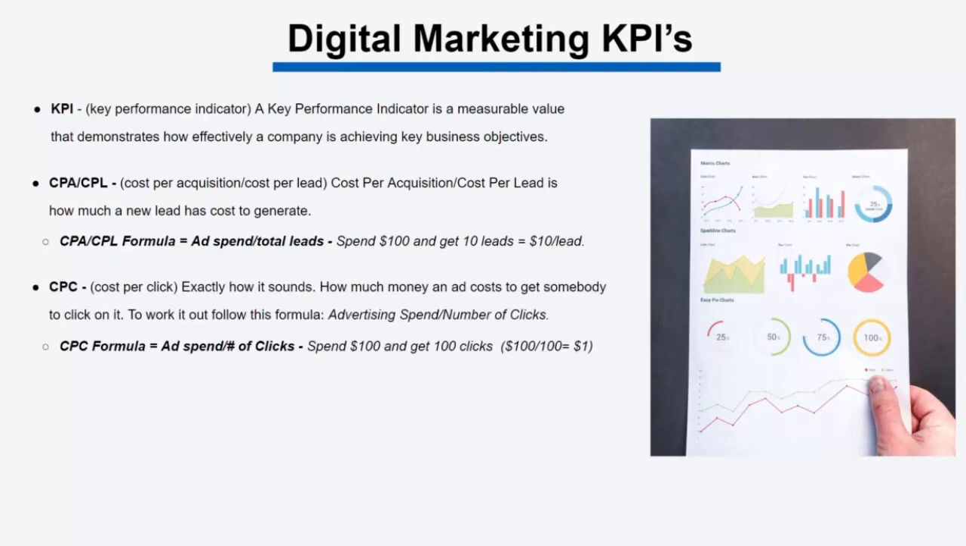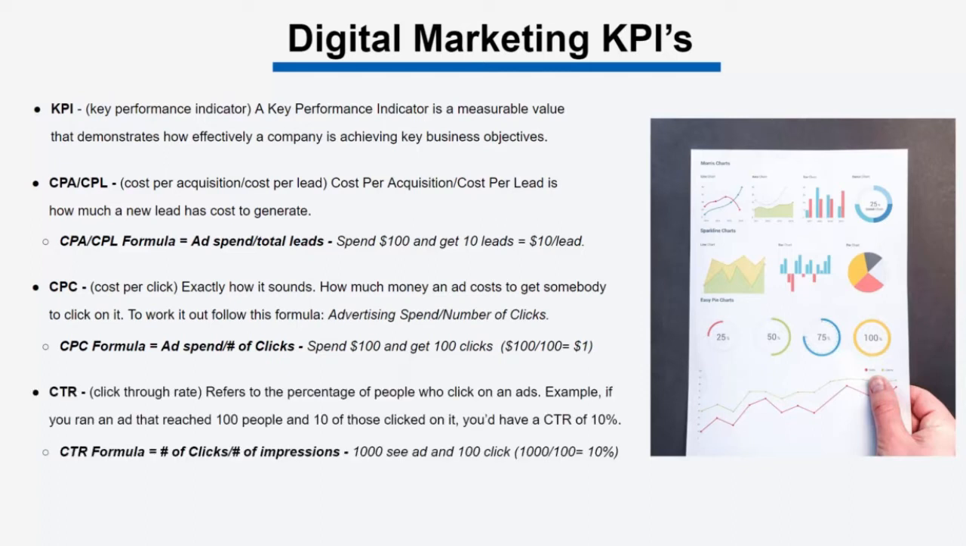Very straightforward. And so then we have the cost per click, CPC. And this is exactly how it sounds. How much money is spent to get somebody to click on our ad? And to work out this formula, it's ad spend divided by number of clicks. So let's say we spend $100 and we get 100 clicks. That's $100 divided by 100, which equals $1 per click. So for every $100 we're spending, we are getting 100 clicks, and each click costs us $1. Very straightforward as well, and very easy for us to understand.